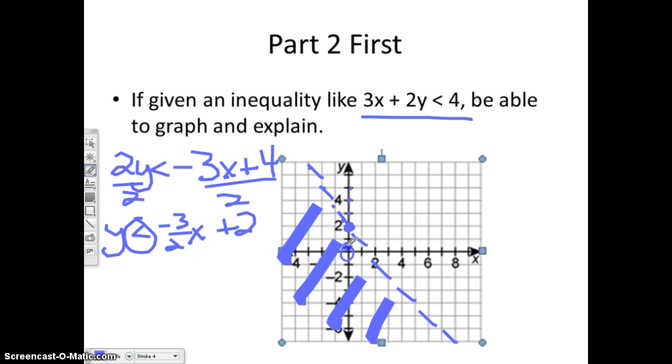I'm going to use the point 0, 0 because I like it. It's easy. 0 times negative 3/2 gives me 0. Is 0 less than 2? It is. It's a true statement. 2 is a correct answer, and I shaded the correct area. Make sure to include your graph because graphing it is several points for the total.